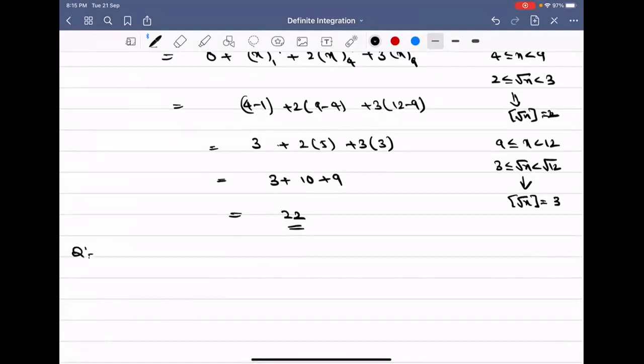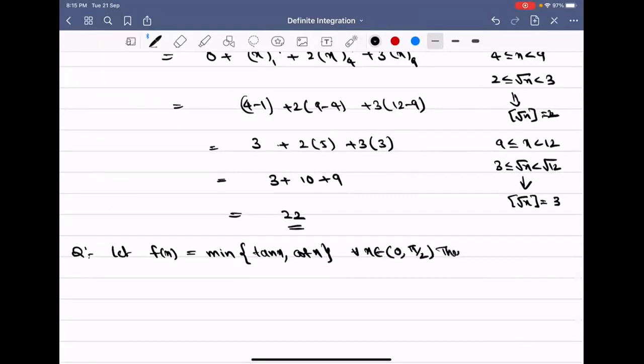Let f of x equal the minimum of tan x comma cot x, for every x belonging to 0 to pi by 2.